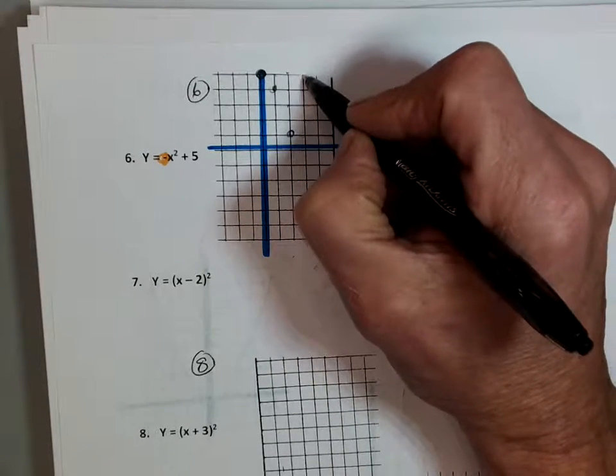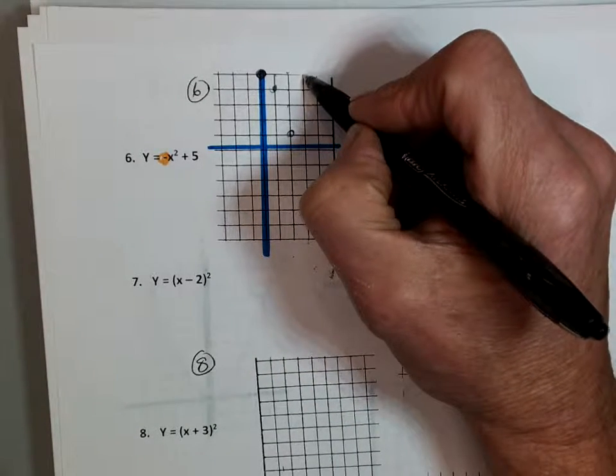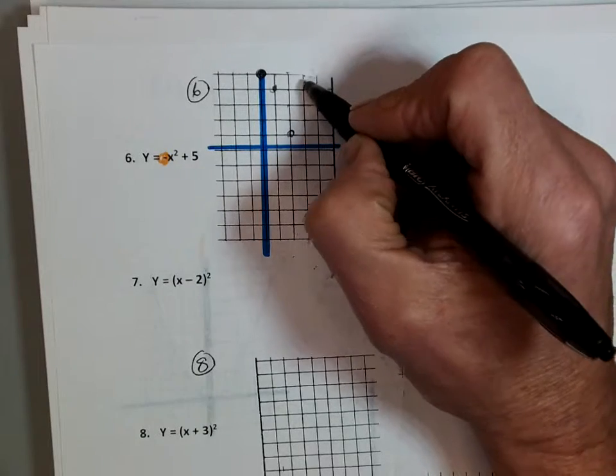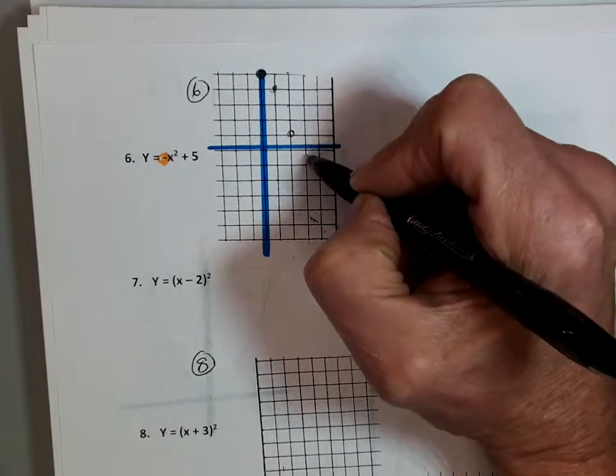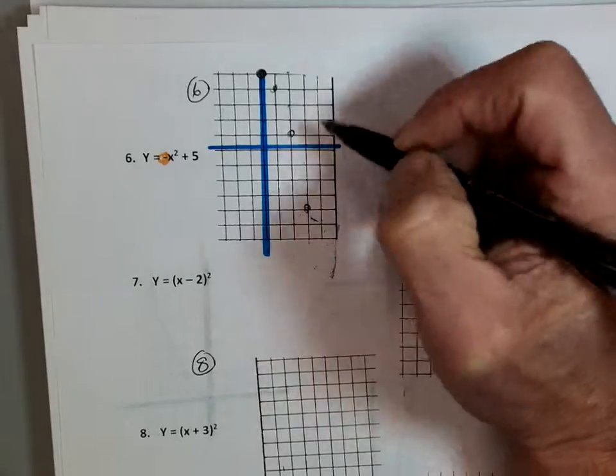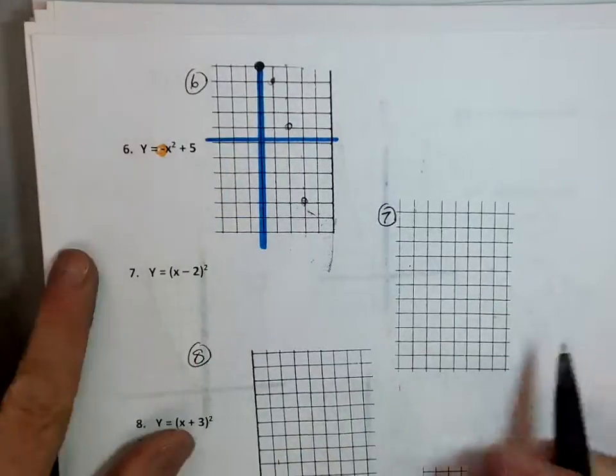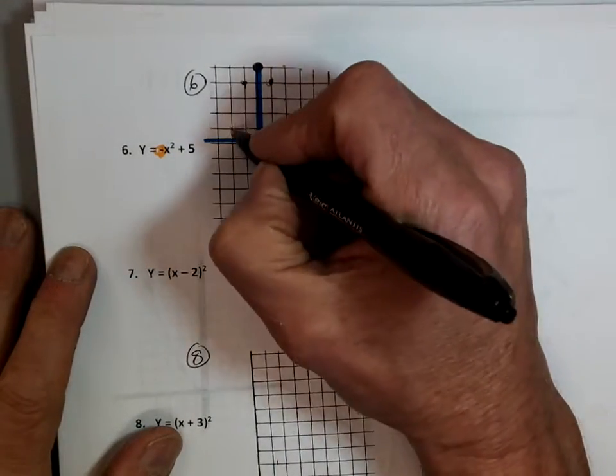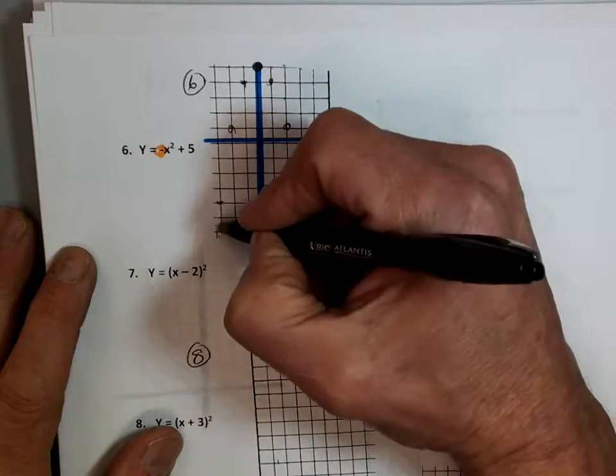Go over 3, what's 3 squared? 9. Make it upside down. 1, 2, 3, 4, 5, 6, 7, 8, 9. And we know it's symmetrical, so we fold the points over here, okay? Boom, boom, boom, and there it is.